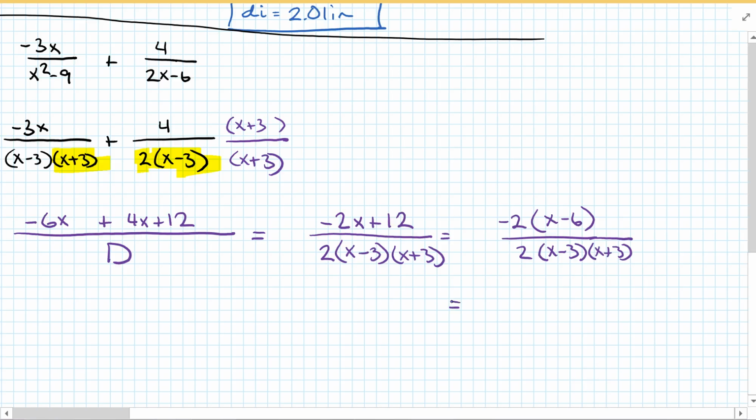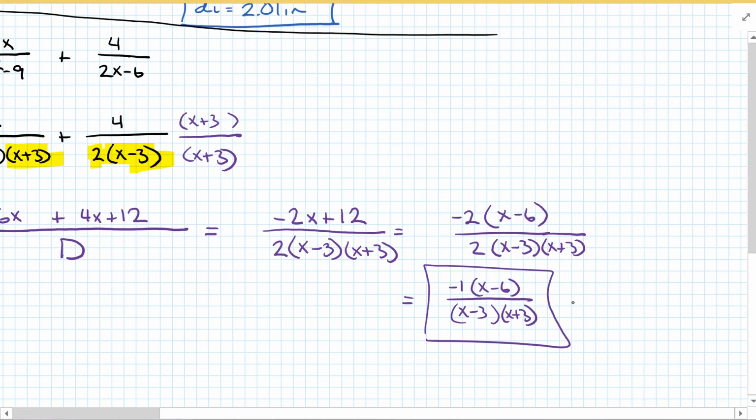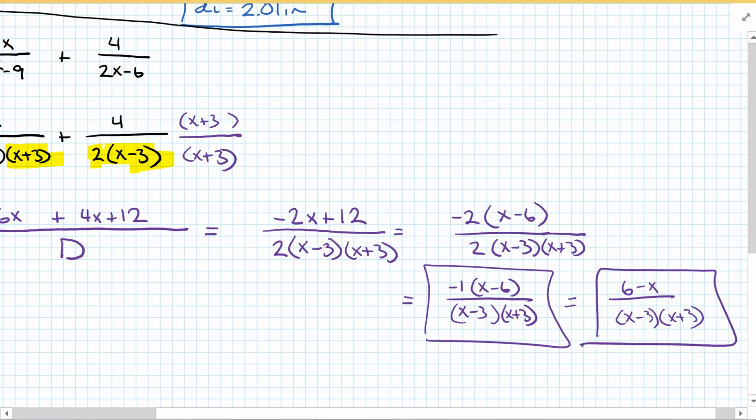2's cancel, the negative sign stays. Okay, so I get negative 1 times (x minus 6) over (x minus 3)(x plus 3). That's a good solution. That works. You could also factor a negative 1 back in, and you get (6 minus x) over (x minus 3)(x plus 3). Either of those are good. I'll accept either.